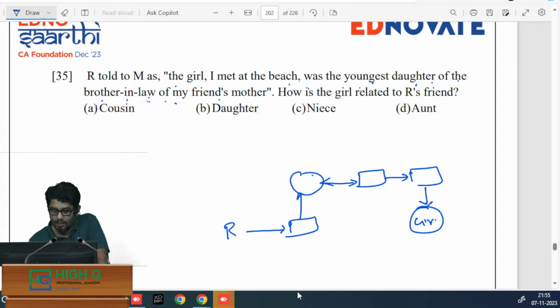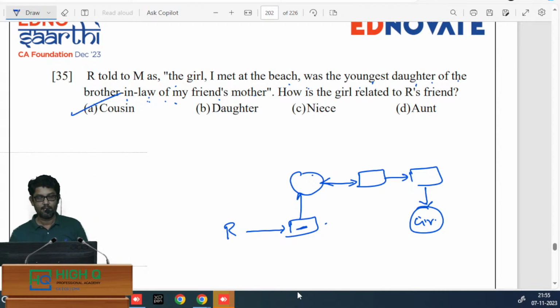Now, how is the girl related to R's friend? I am the R's friend, na? So how is that girl related to R's friend, my dear? Cousin. Straight away cousin. Friend is not coming in blood relation. The question is based on what? There is nothing to do with the blood friend. If R comes in, of course, it doesn't come in blood relation. But R's friend, yes, the other people are blood relations only.